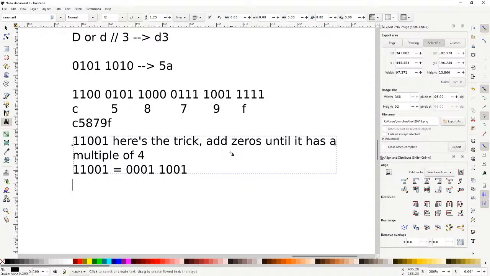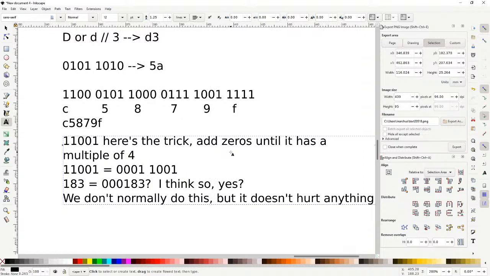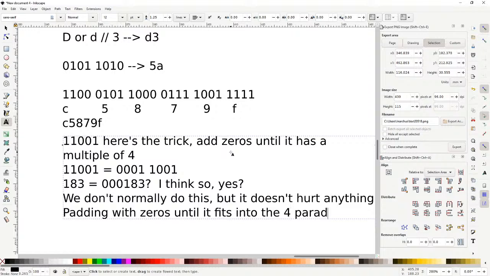It's weird, but then you think about it and you're like, wait a second, why don't we write numbers like, is 183 equal to, say, and the answer is, I think so, right? We don't normally do it. It doesn't hurt anything, right? So basically, you're padding with zeros until it fits into the 4 paradigm.